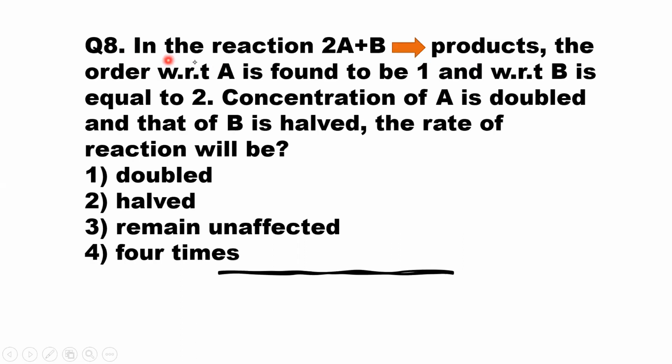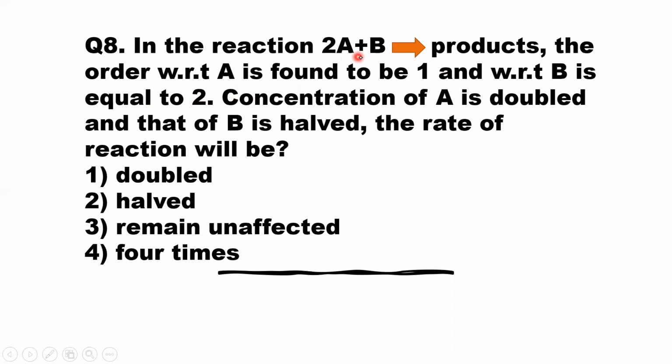Next question. In the reaction 2A plus B gives products, the order with respect to A is found to be 1. Very, very important. This type of questions are most important. In the reaction 2A plus B gives products, the order with respect to A is found to be 1, and with respect to B is equal to 2.